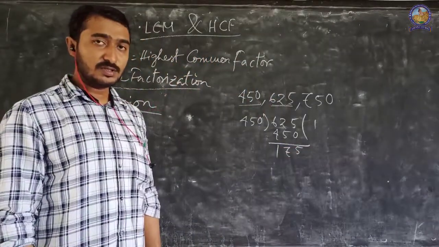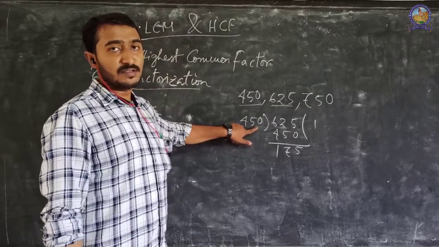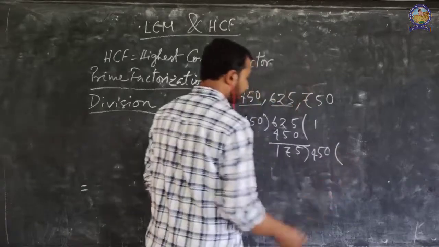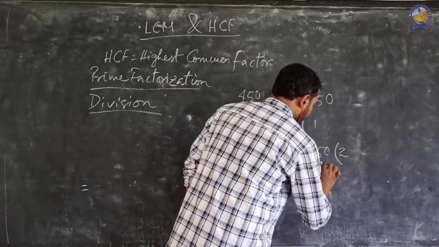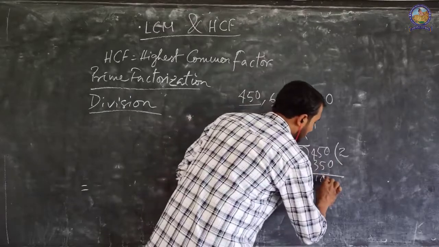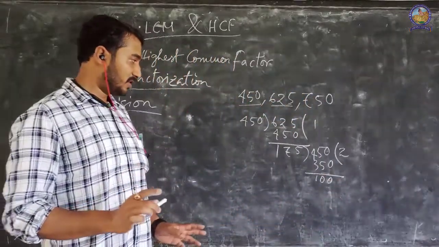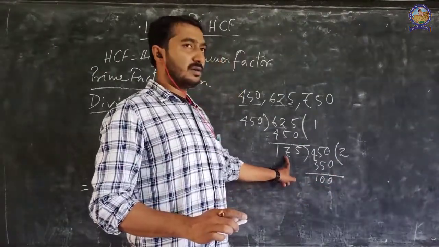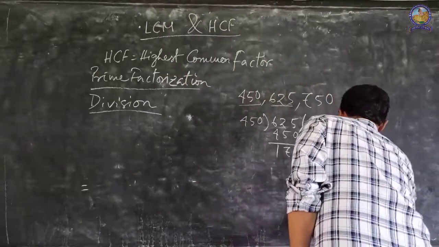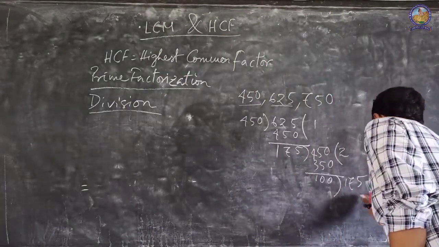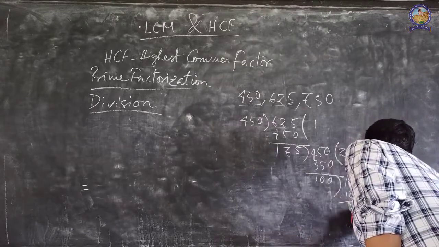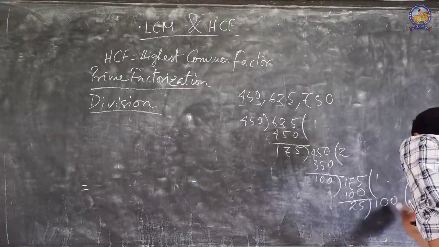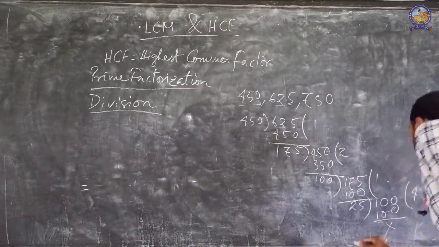Now we have to continue this division. This divisor will come as a dividend. So 450 now, 350, then 100. We have to continue this division until we get 0 as remainder. Again this divisor will come as a dividend. 100, then 25, again 100, 25, 4. So our division is completed.